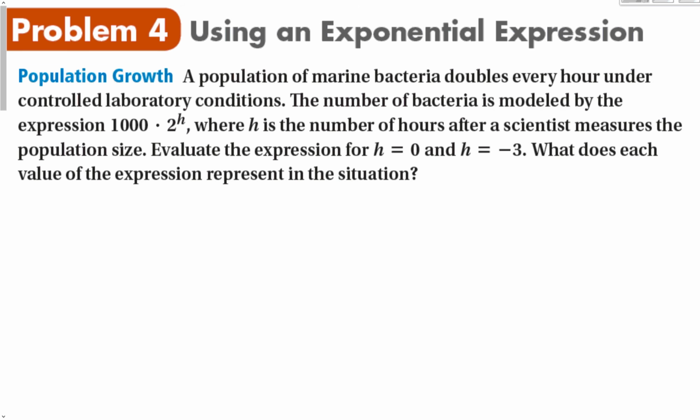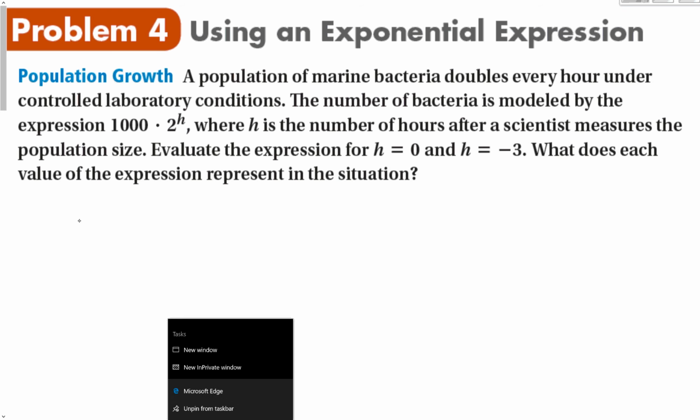Let's try a word problem here, using exponential expressions. So, population growth. A population of marine bacteria doubles every hour under controlled laboratory conditions. The number of bacteria is modeled by the expression 1,000 times 2 to the h power, where h is the number of hours after a scientist measures the population size. Evaluate the expression for h equal to 0 and h equal to negative 3. What does each value of the expression represent?